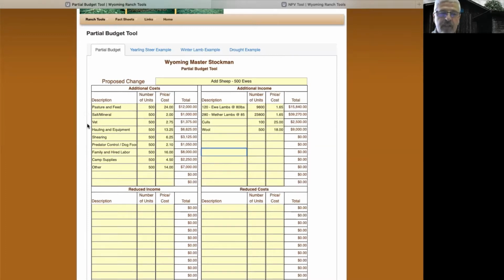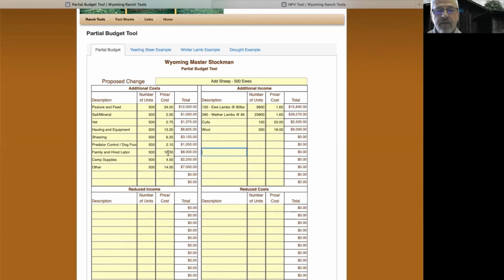So I sat down and tried to go through my numbers as best I could on 500 ewes. On pasture and feed, I figured about $24 per ewe. On salt and mineral, about $2 per ewe. Vet, I put in at $2.75 per ewe. Hauling and other equipment expenses, I had in there at $13.25. Shearing, $6.25 per ewe. Predator control, dog food, those general categories, $2.10 per ewe.